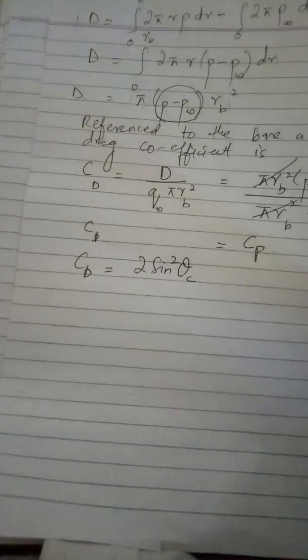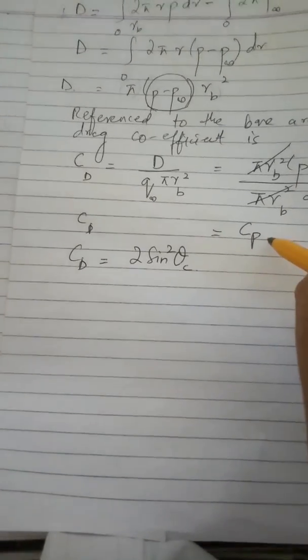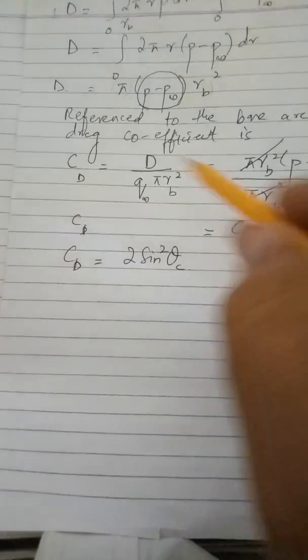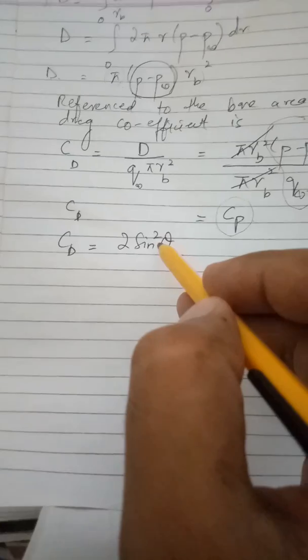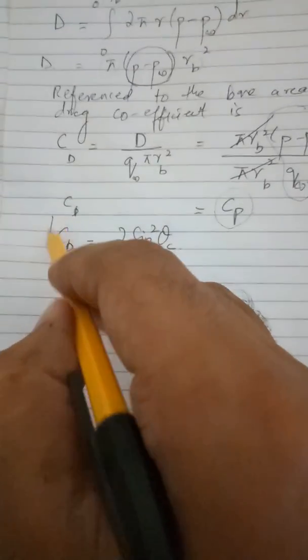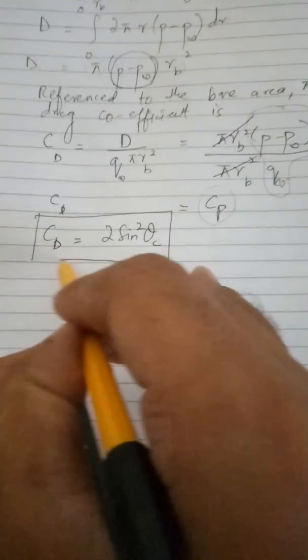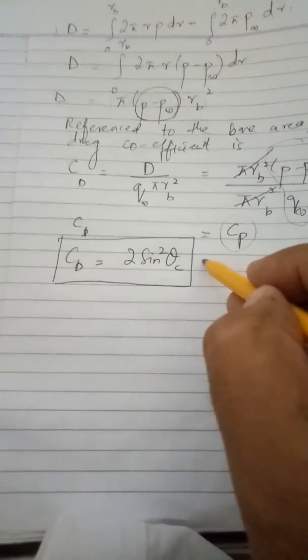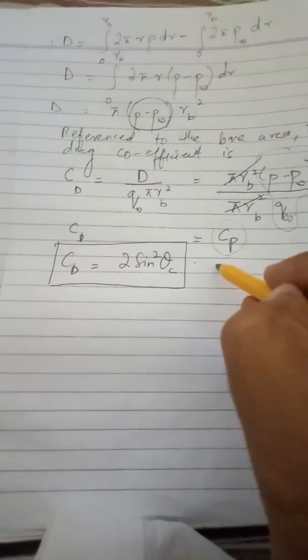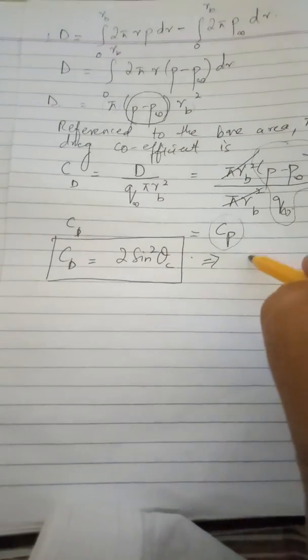So obviously that coefficient, the drag coefficient, is now equal to the pressure coefficient. Okay, and the pressure coefficient is represented by 2 sine square, which is the Newtonian sine square law. So the drag coefficient is also 2 sine squared, the Newtonian sine square law. So that is our requirement. What we actually have to find out is CD.